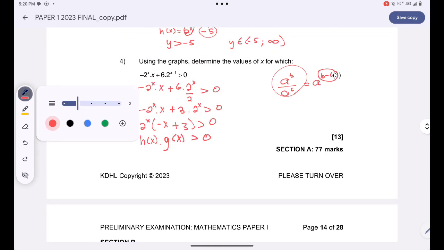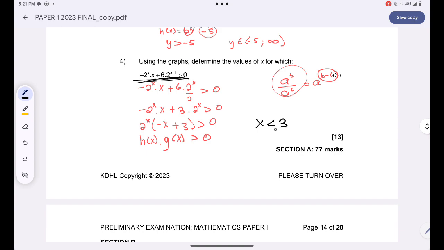So the answer over there, I'll simply say this statement is true whenever x is less than 3. This is the answer, guys. That's how we're supposed to tackle that question over there.